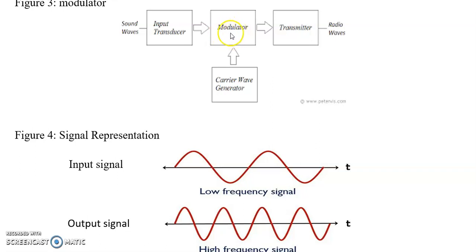In the modulator unit, some parameters of the carrier are varied according to our message signal so that the carrier can carry our message signal. Then this modulated signal is transmitted using antennas or some physical wires. Here you can see the input signal. The input signal is our message signal, that is a low frequency signal, whereas the output from the modulator is a high frequency signal. So once it becomes high frequency, it can travel a very long distance also.